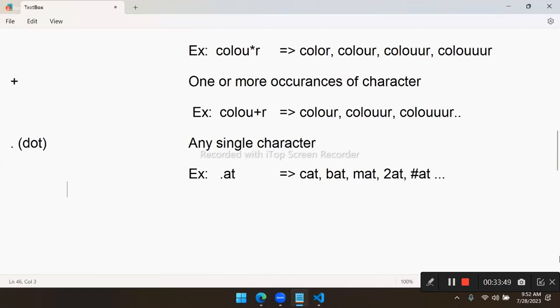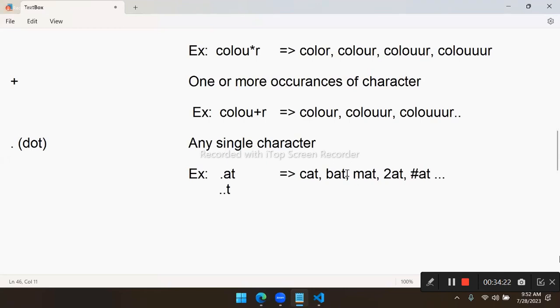You can use multiple dots. That means dot dot T. So you can use dot dot T. That means the last character must be T, and the first 2 can be anything. First 2 characters can be anything. The last character must be T. And again, length how much? 3. Because every dot restricts only one character. One character. That's how we define.